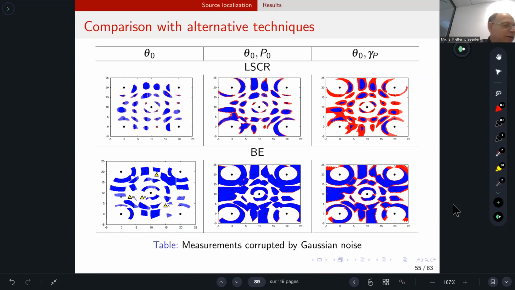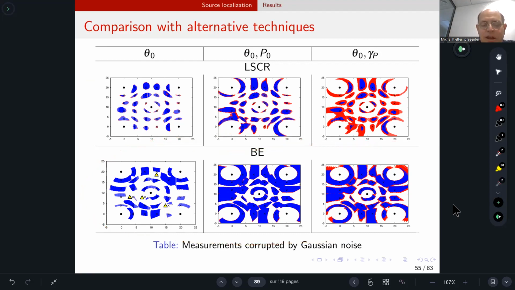And so I will not present all the results, but here just an overview. In the columns, you have the results when you estimate only theta. Here, this is the result when you estimate theta and P0. These are the results when you estimate theta and gamma P. And on that row, these are the estimates provided by LSCR, and below, these are the results provided by bounded error estimation.